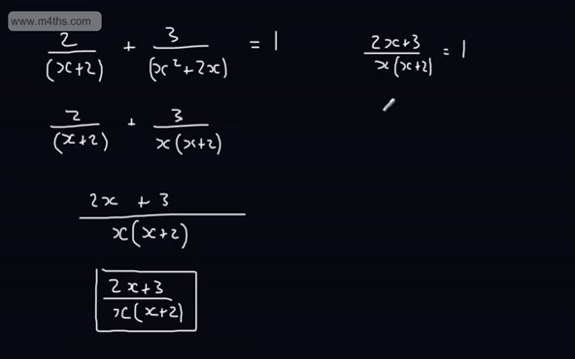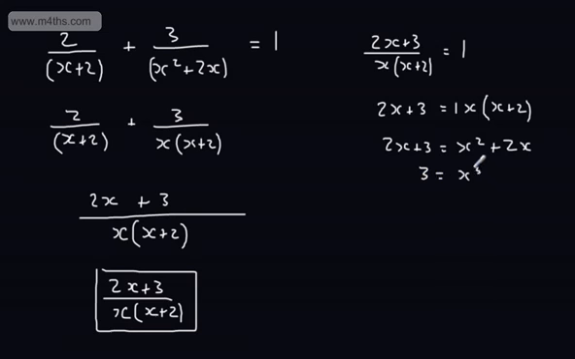We would now multiply both sides of the equation by x, x plus 2, so we'd have 2x plus 3 would be equal to 1 lot now of x, and then we'd have x plus 2. We would expand this out and get a quadratic, so we've got 2x plus 3 is equal to x squared plus 2x. The 2x's are going to cancel. We've got x squared is equal to 3. So x squared is equal to 3. So x would be equal to plus or minus the square root of 3.